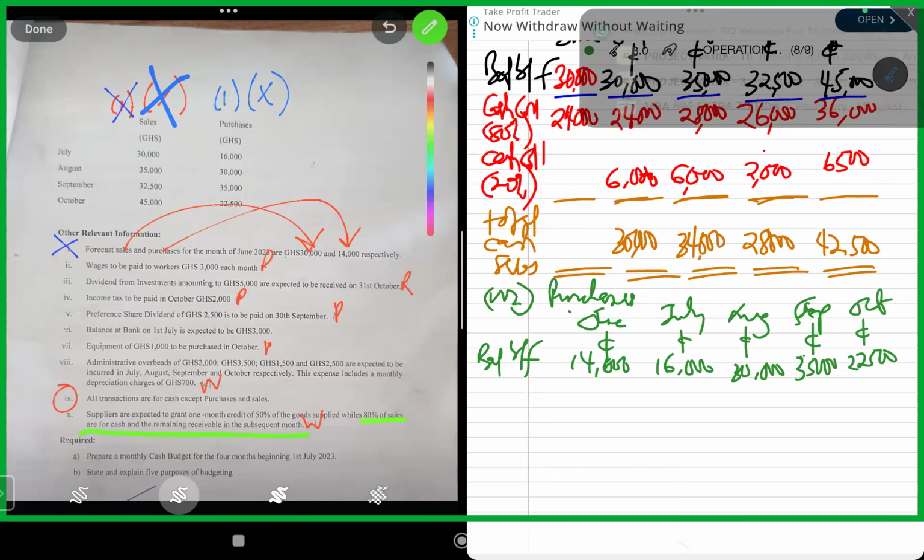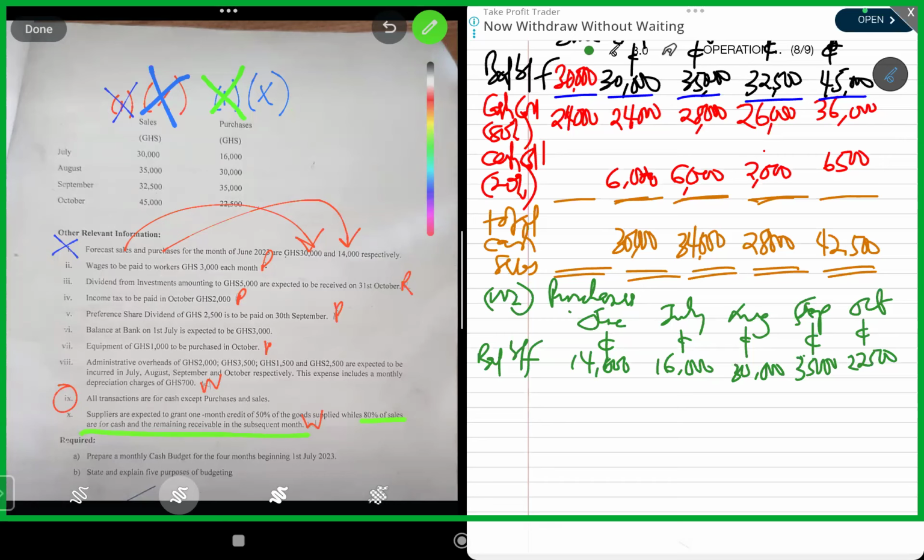So I is done. Which other footnote is left? That's what I'm asking. X. Can't you see X up there? Look at purchases on top. Look at the arrow. Have you seen it? Yes. That's what I'm talking about.